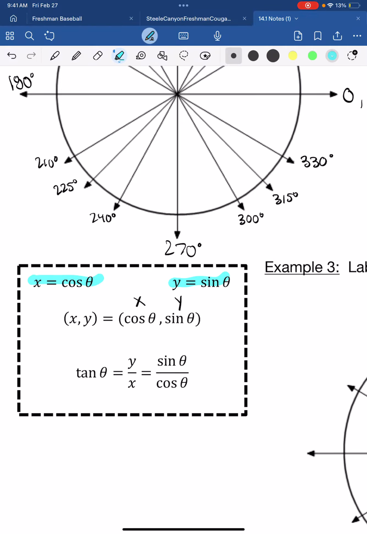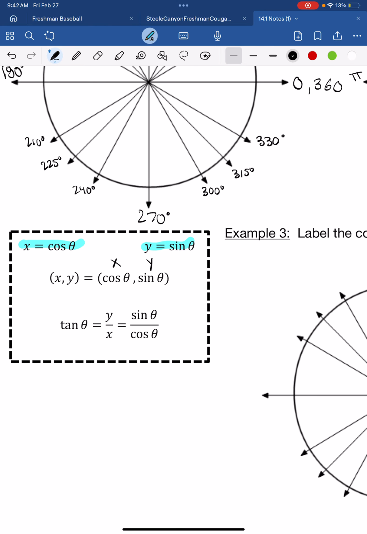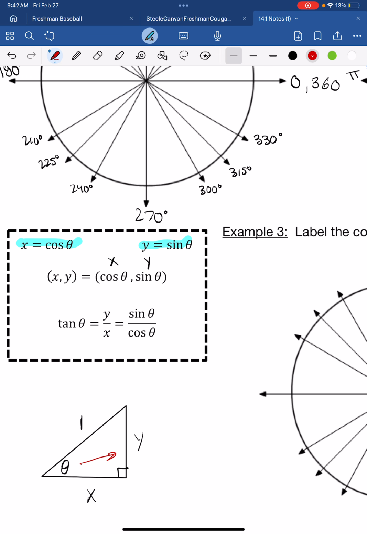The reason for this is, if you think about the right triangles that we were doing in our last unit, let me see if I can draw this easily. When we were doing this in our last unit, we always said the hypotenuse was 1. This is our x value, and this is our y. We have our reference angle down here in the corner. When we label our sides, here's our opposite, adjacent, and hypotenuse.